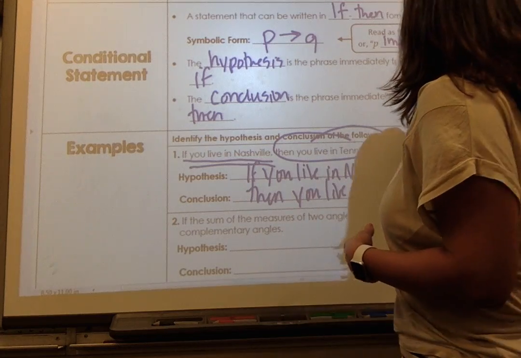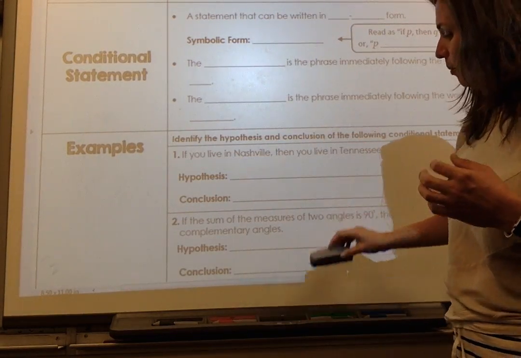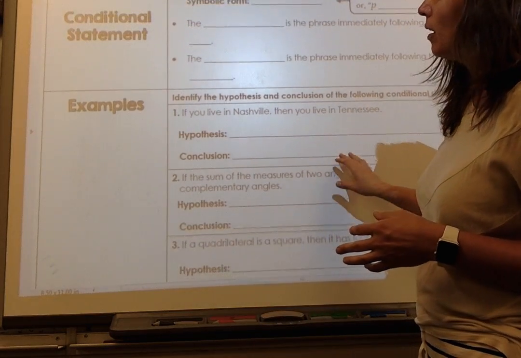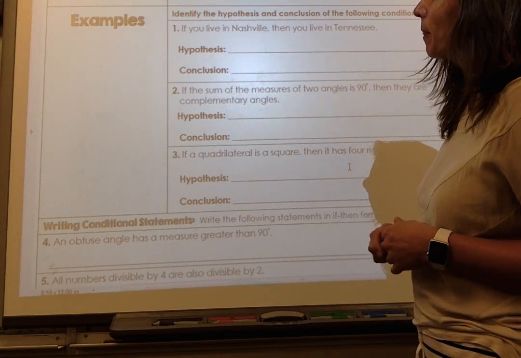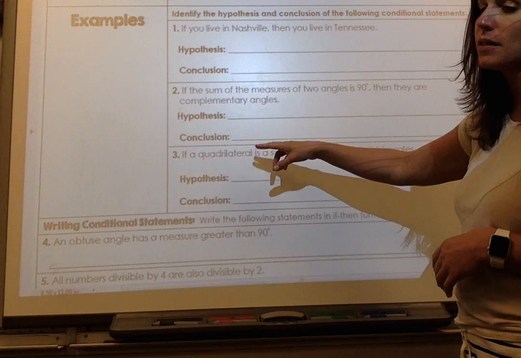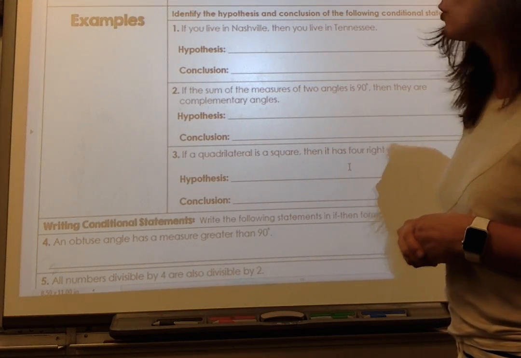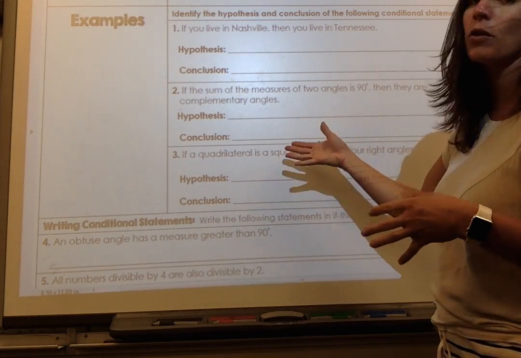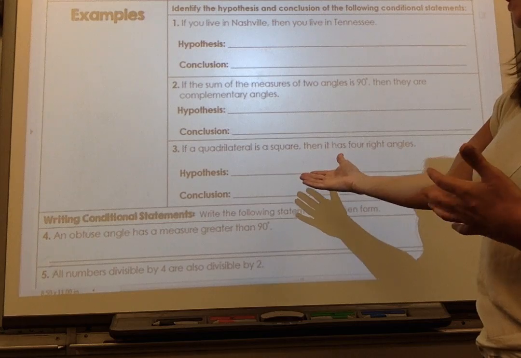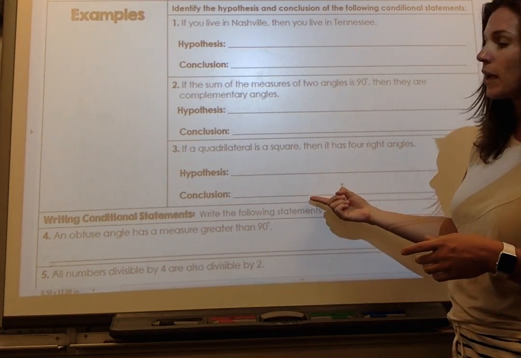So go ahead and pause the video and finish your examples. You can write your examples in the book, and then we'll come back and I'll go over those with you. All right, for example 2, you should have gotten that the hypothesis is that the sum of the measures of two angles is 90 degrees, and your conclusion is they are complementary angles. Number 3, a quadrilateral is a square would be your hypothesis, and it has 4 right angles would be the conclusion.